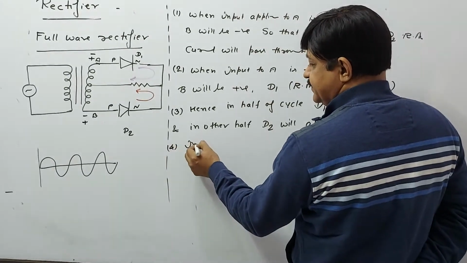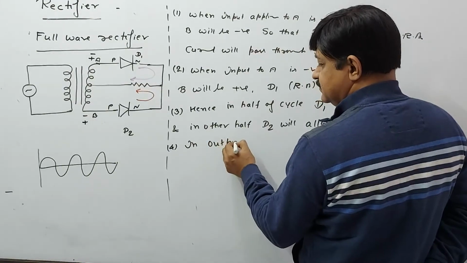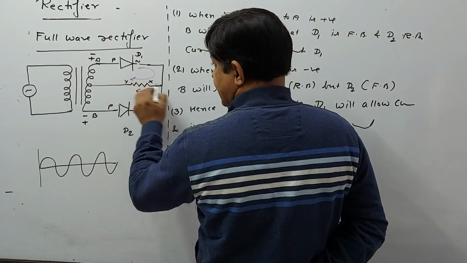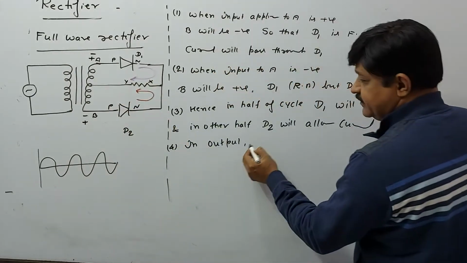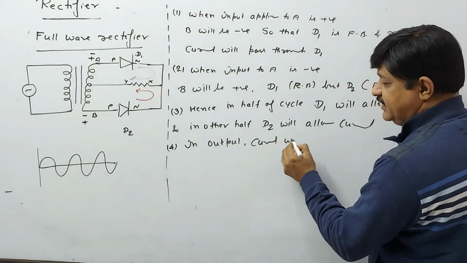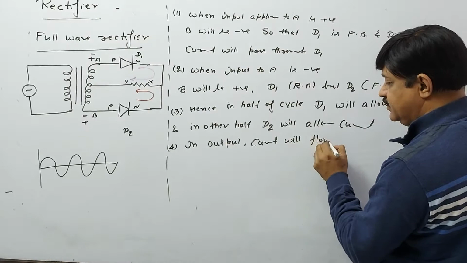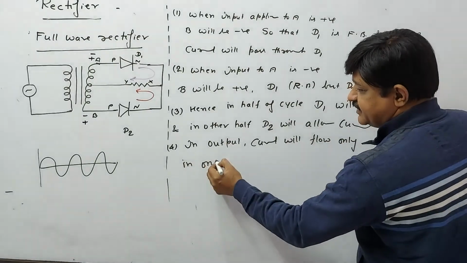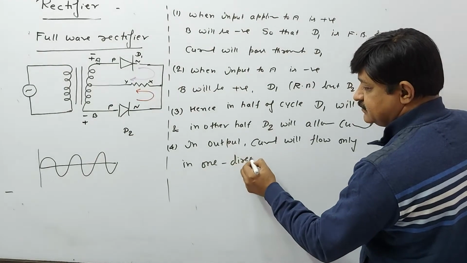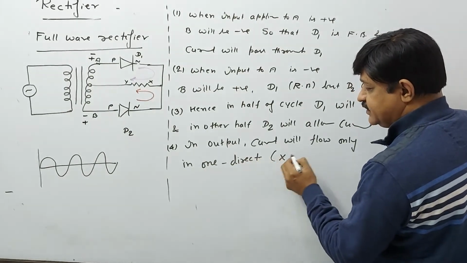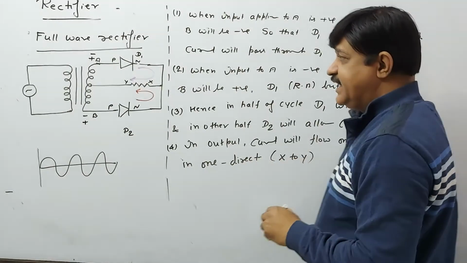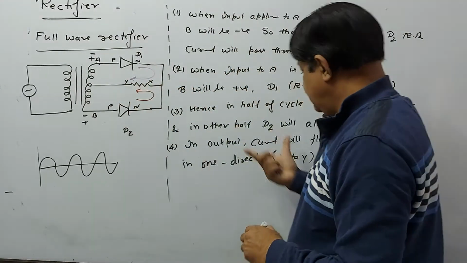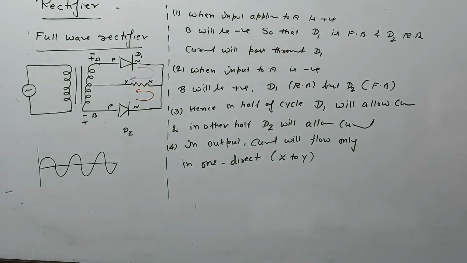इन आउटपुट, आप इस आउटपुट को देखिएगा, अगर मैं इन दोनों टर्मिनल्स के बीच में देखूं, करंट हमेशा एक ही डायरेक्शन में फ्लो हो रही है. So current will flow only in one direction, X to Y. हमेशा एक ही डायरेक्शन में फ्लो हो रही. वही हमें चाहिए था, हमें एक ही डायरेक्शन में करंट चाहिए थी. We got it with help of this.